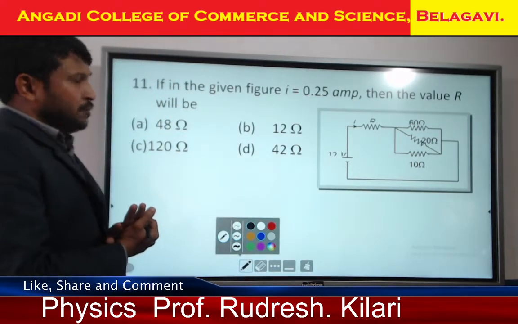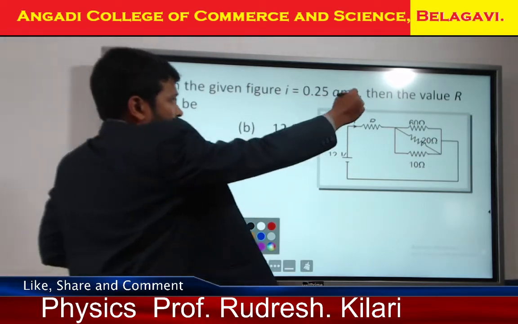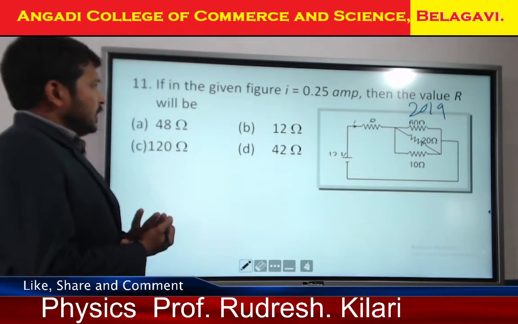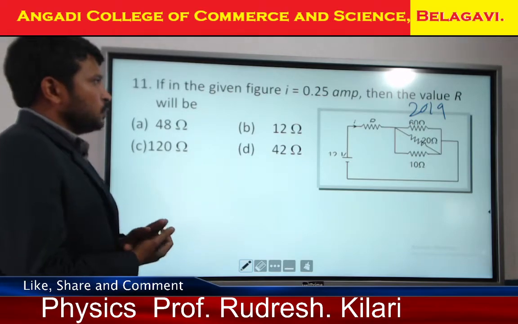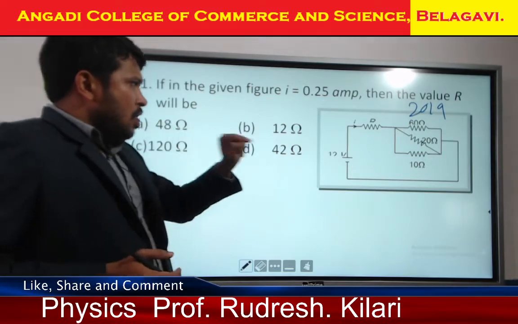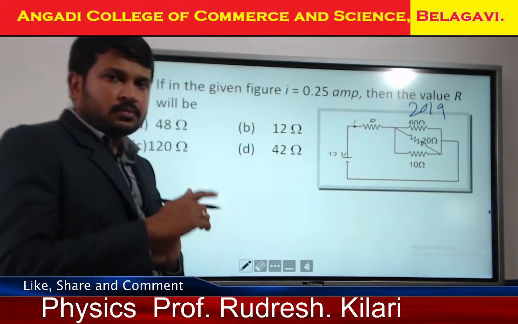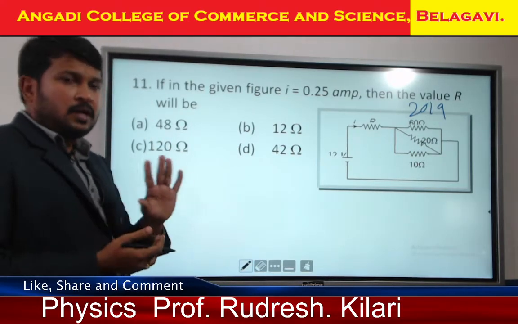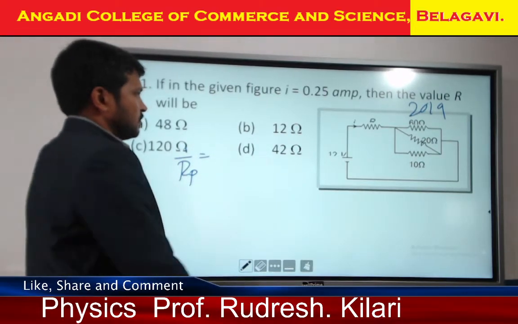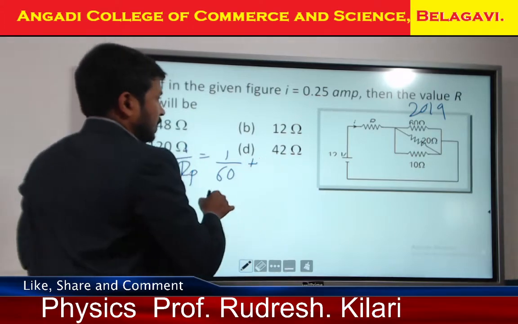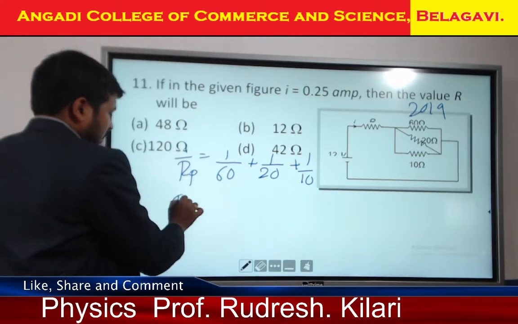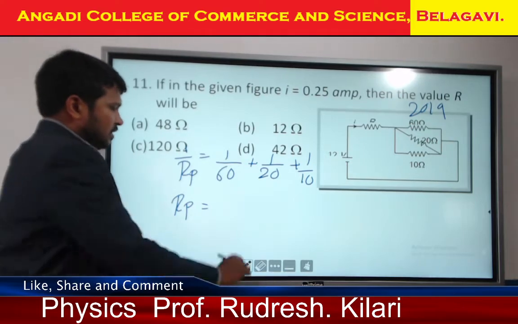Okay, in the given figure, again this is a question from the 2019 paper of the Karnataka State CET exam. In the given figure, I equals 0.25 ampere, the value of R will be. Okay, first, how are these connected? They are connected in parallel. That is 1 by Rp equals 1 by 60 plus 1 by 20 plus 1 by 10. Okay, now Rp equals, the LCM is 60.